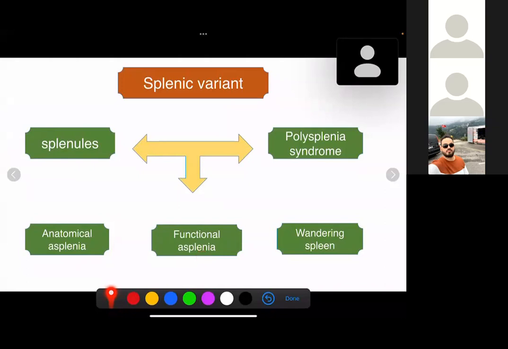scintigraphy. Wandering spleen, when we have lax or abnormally long splenic ligaments, which cause the spleen to wander inside the abdomen and may twist around its vessels. And polysplenia, which means multiple small rudimentary splenic bodies, usually associated with left isomerism.